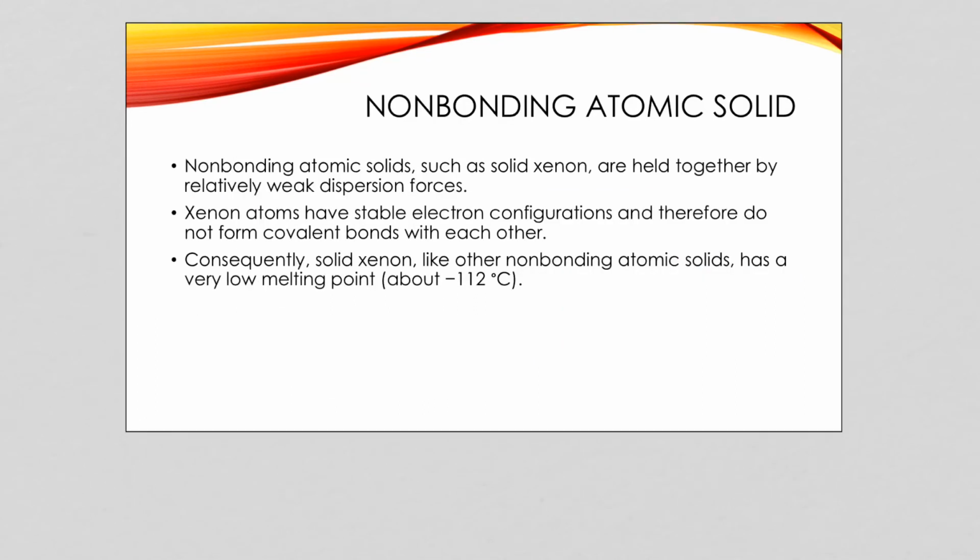Now, non-bonding atomic solids, as we said, are held together by dispersion forces, which is going to result in them having relatively weak interactions, and therefore they should have really low melting points. So xenon was one example that we gave for these non-bonding solids, where in the solid form they're held together by simply intermolecular forces. So xenon, like other non-bonding atomic solids, has a really low melting point, again, well below 0.